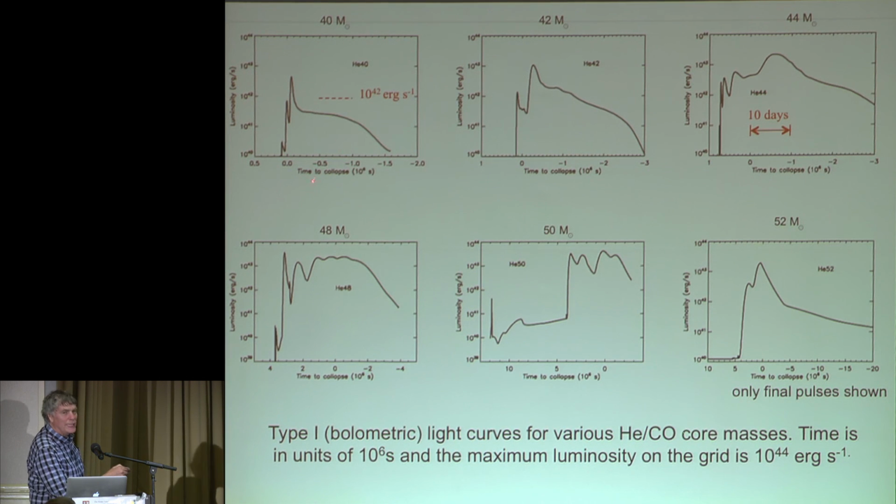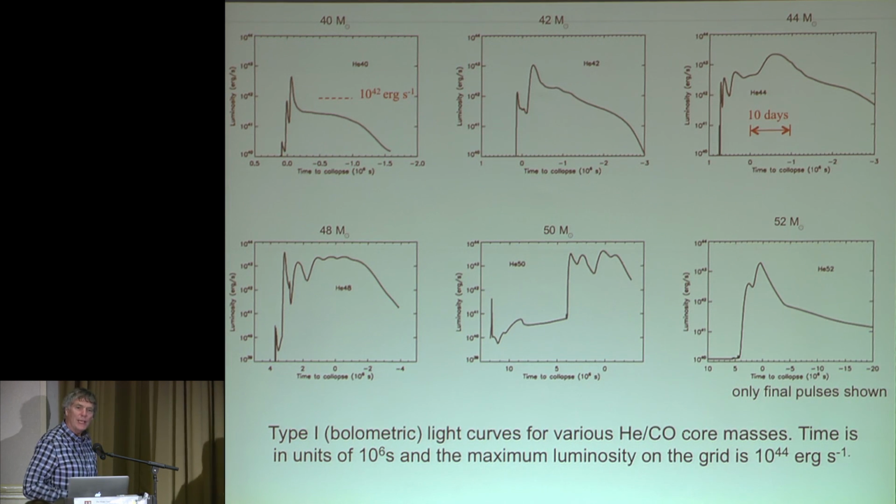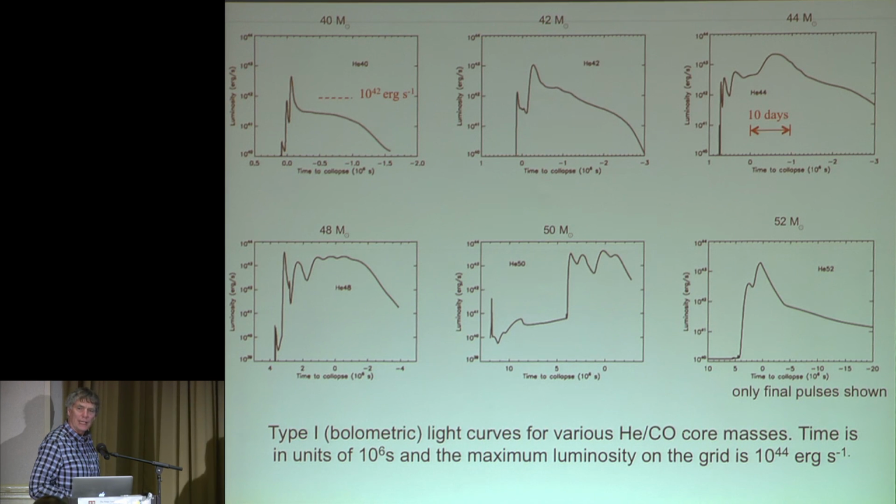This is blue, 10 to 20,000 Kelvin. It's type 1. It never gets up to 10 to the 42 ergs per second. It's the most frequent kind of pulsational pair instability in a bare helium core. Might be out there. Fast, faint blue transients. In a minute, I'll show you long, slow red transients. Same thing, but with a hydrogen envelope.